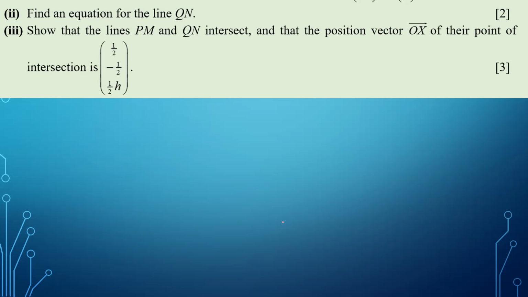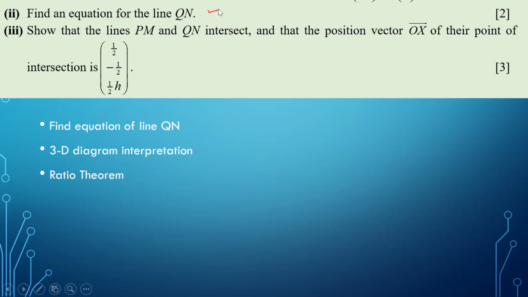After that, the question asks you to find the equation of the line QN and subsequently show that the two lines PM and QN intersect. If you analyze part 2, the skills are exactly the same as part 1. You still need to find the equation of the line, you need some 3D interpretation, you need ratio theorem. And then subsequently, the last part 3 asks you to show that the two lines intersect, which you have covered before in your question number 4.